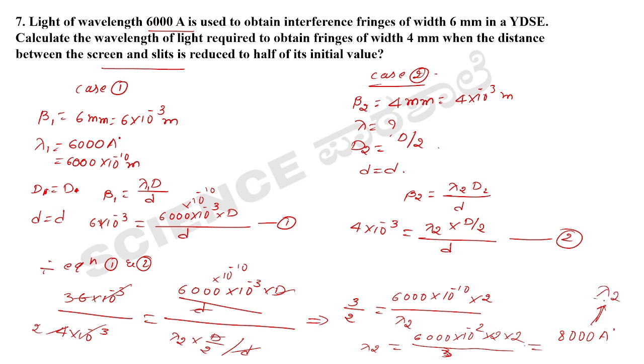This is the lambda 2 value. Okay. See, first we have to divide this question into two parts, case 1 and case 2, and solve them separately. Then we get equation 1 and 2, and we do equation 1 by equation 2. You will get lambda 2. Okay. Copy this and do your calculations.